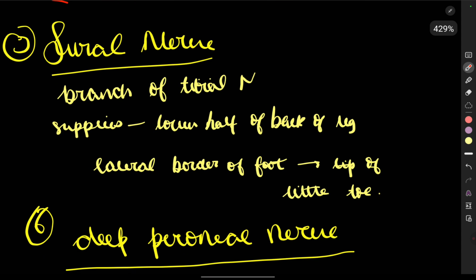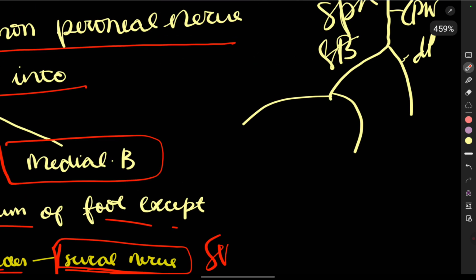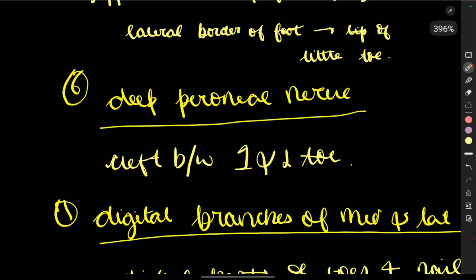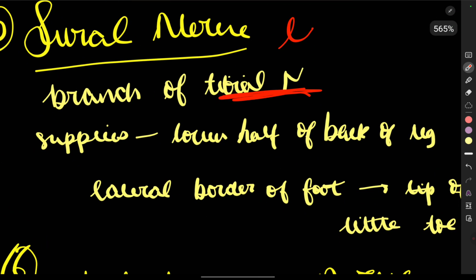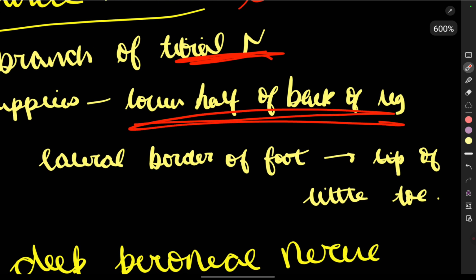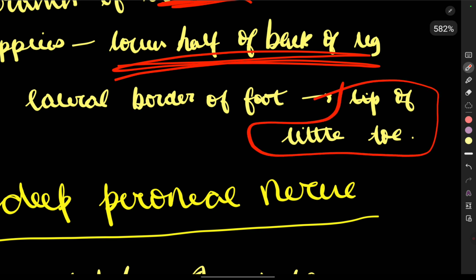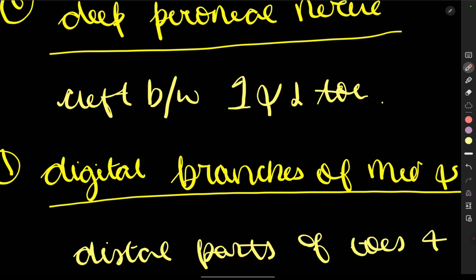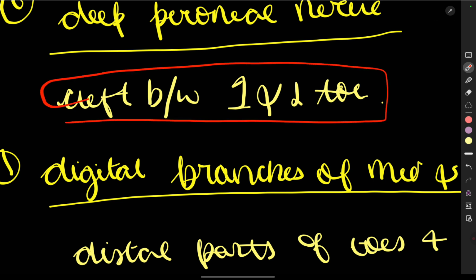Now talking about the sural nerve on the lateral side. It is a branch of the tibial nerve. The common peroneal nerve branches into the superficial peroneal nerve and the deep peroneal nerve, but the sural nerve is a branch of the tibial nerve. It supplies the lower half of the back of the leg, and the lateral border of the foot up to the tip of the little toe, because the little toe is present on the lateral side. Now the deep peroneal nerve is a branch of the common peroneal nerve and supplies the cleft between the first and second toe, as you have already seen.